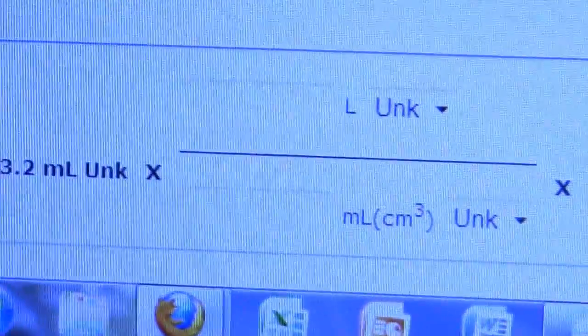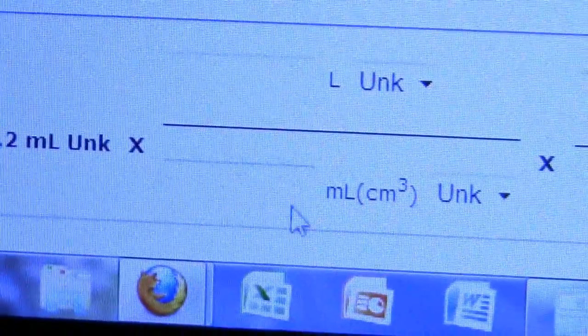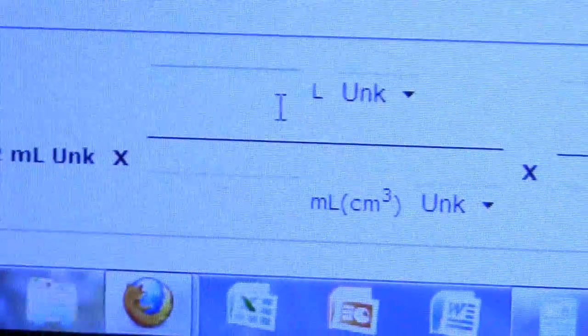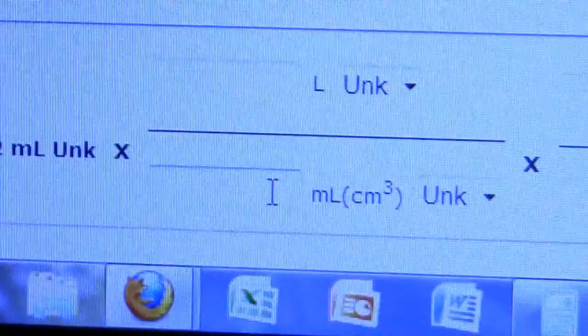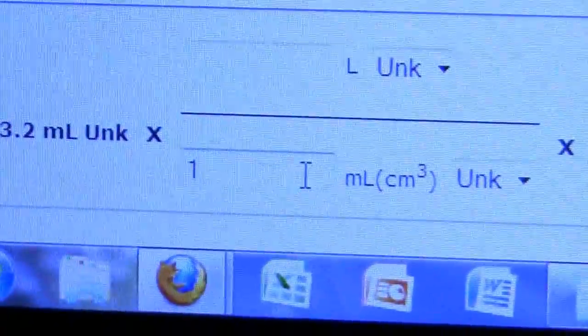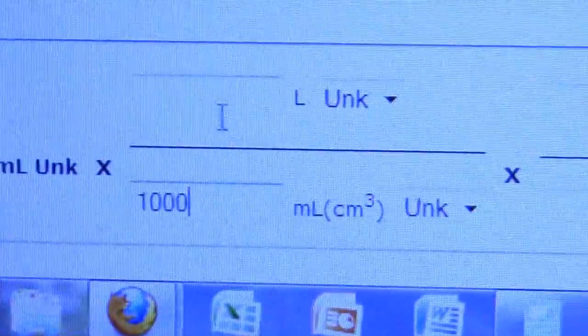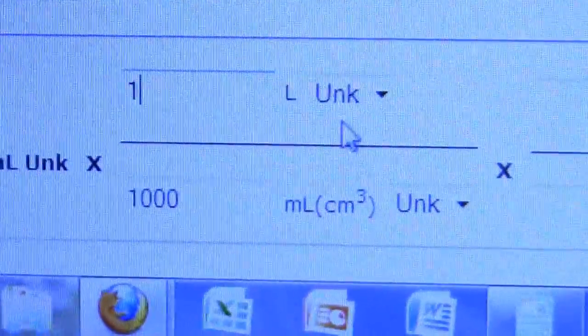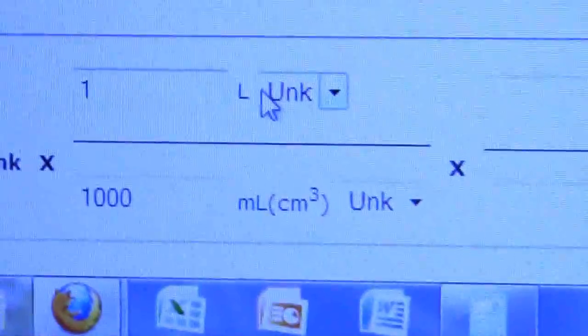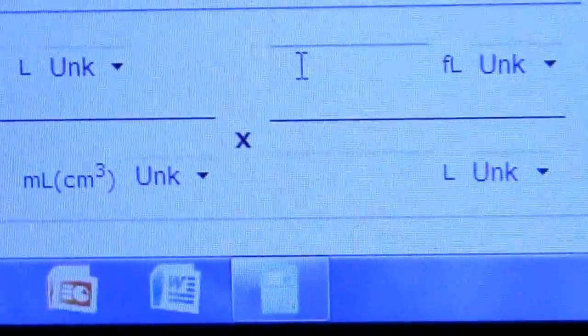Now we're looking down here. We're going from milliliters to liters. How many milliliters in a liter? 1,000. For all of these problems, you don't have to write it in scientific notation with the exponent, the e to the plus whatever. You can write it out with all the zeros if you want to. It doesn't matter.